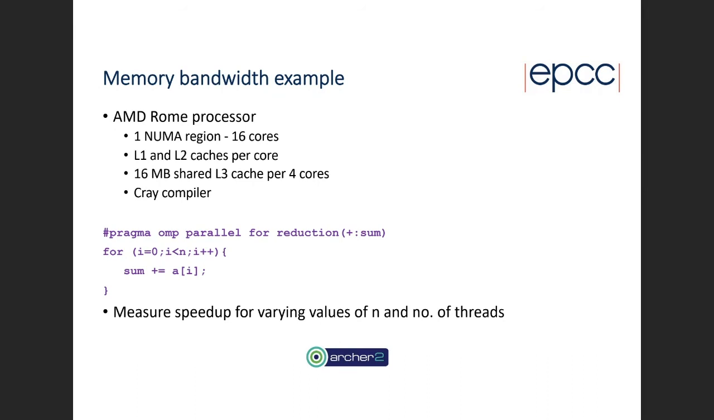Just to remind ourselves of the cache structure here: we've got level 1 and level 2 caches per core, and then 16 megabytes of shared L3 cache for every set of 4 cores. What I did was take this very simple parallel loop, which basically just forms the sum of this array A. I compiled it and ran it sequentially, and then ran it in parallel using different numbers of threads, and measured, for different values of n, the size of the array, the speedup I got from this number of threads compared with the sequential version.